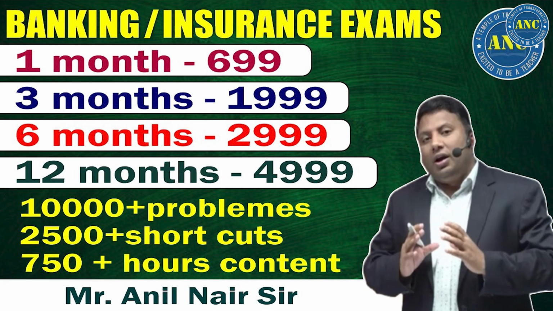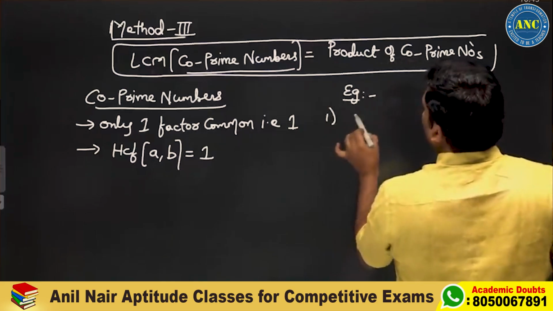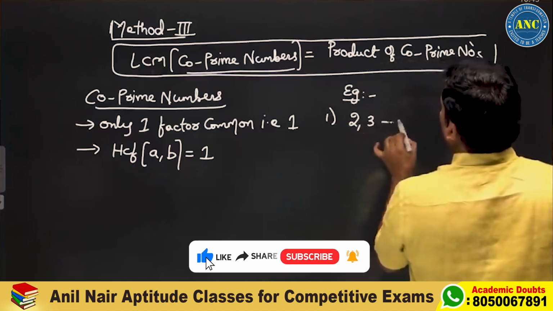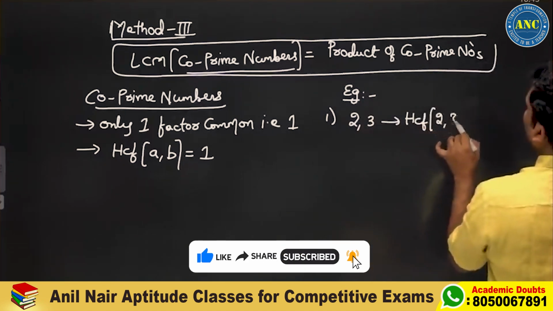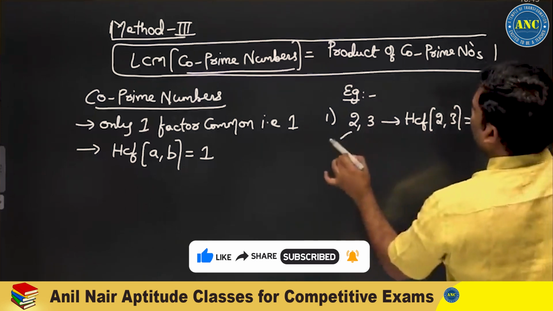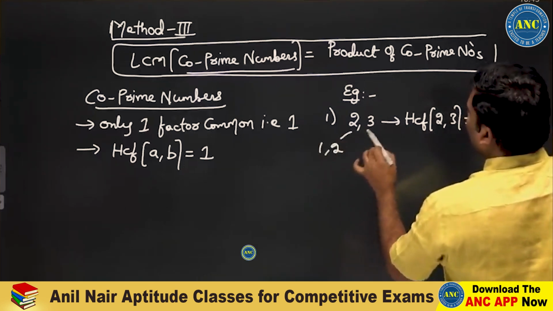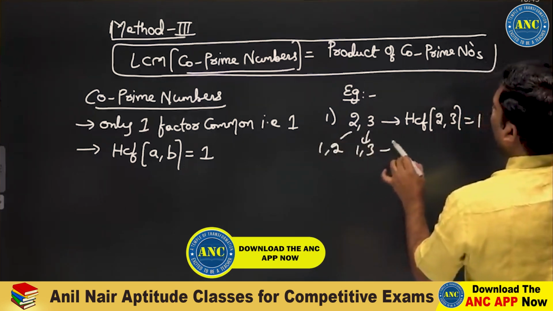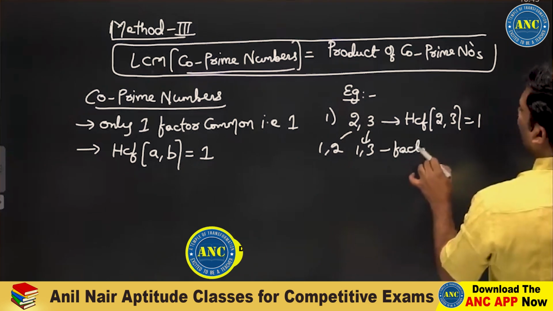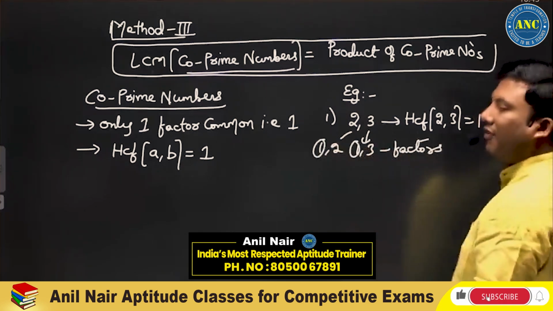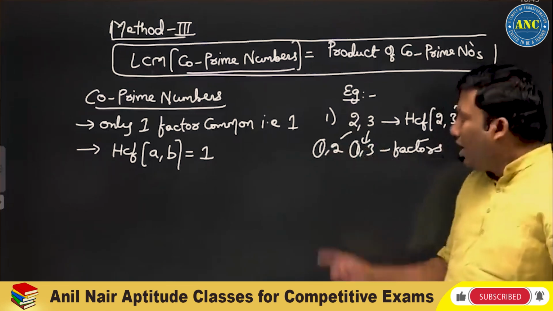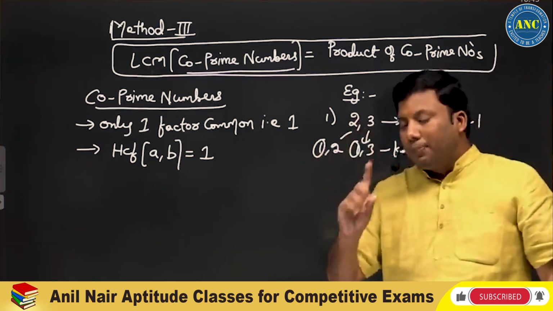Now see examples. I took two prime numbers. HCF of 2, 3 is 1. Or if you want to do it by factorization, 1, 2 are the factors of 2 and 1, 3 are the factors of 3. What are the factors common to 2 and 3? 1. HCF of 2, 3 is 1. 2 and 3 are both prime numbers.